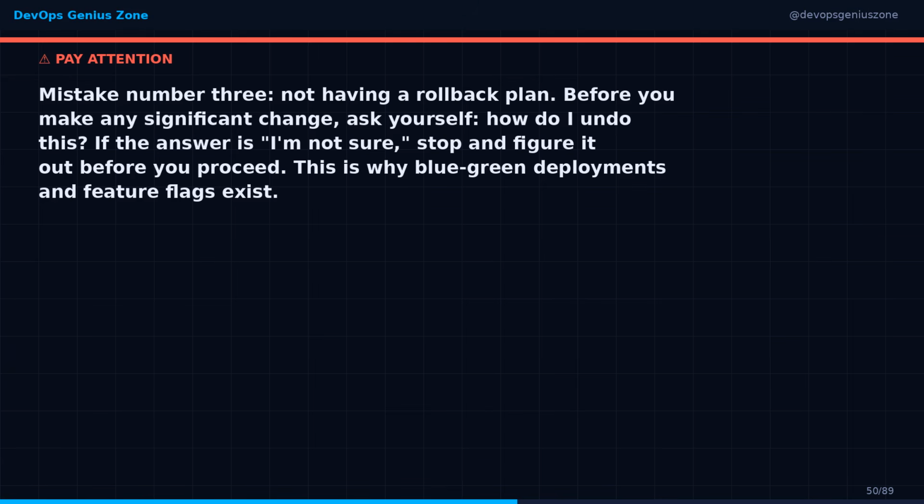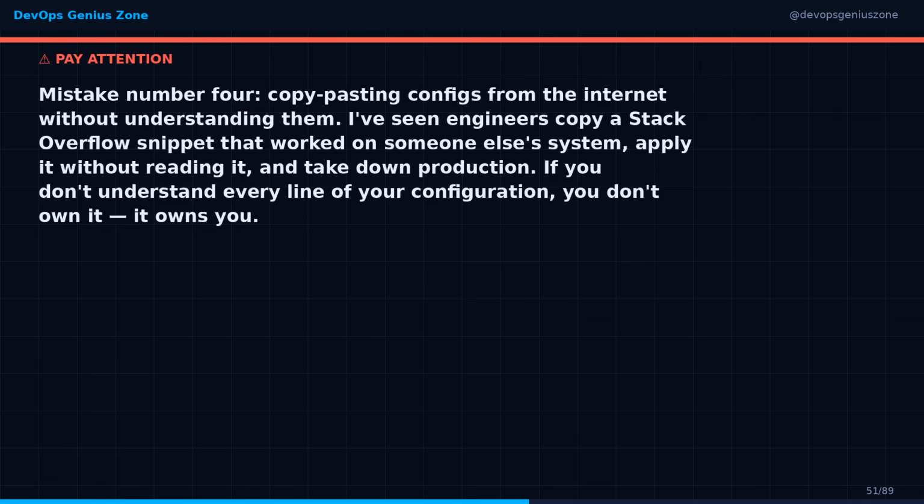Mistake number 3, not having a rollback plan. Before you make any significant change, ask yourself, how do I undo this? If the answer is I'm not sure, stop and figure it out before you proceed. This is why blue-green deployments and feature flags exist.